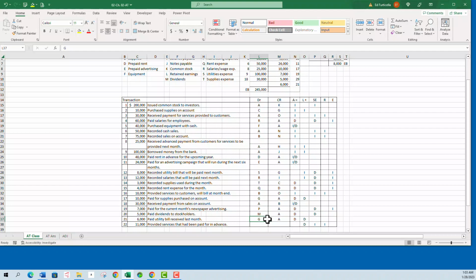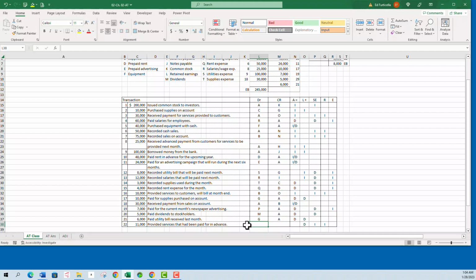Number 22 states that we provided services that had been paid for in advance. Now remember, when people pay us in advance of us providing the service, we get the cash, but we also use the account deferred revenue to show that we owe them services. So at the time they pay us in advance, we debit cash and credit deferred revenue. At the point in time where we deliver the service, then we reduce our liability.